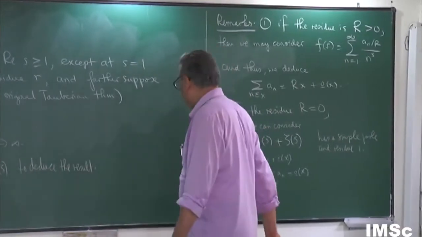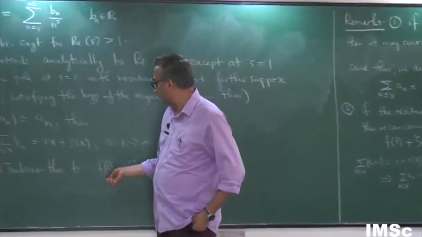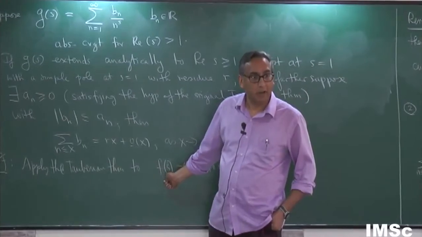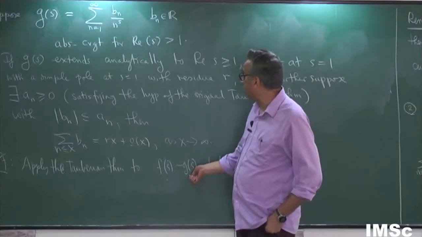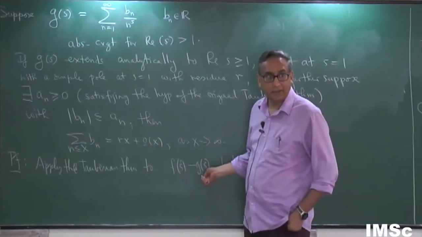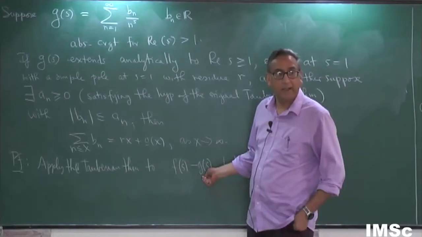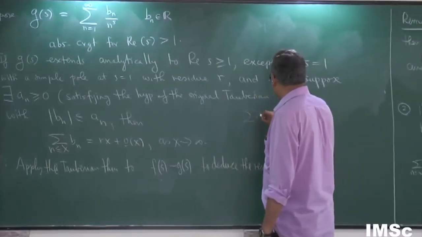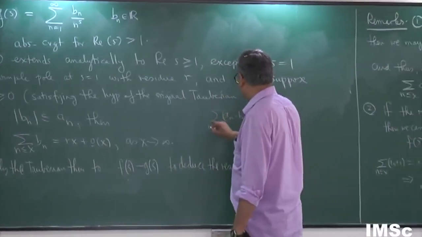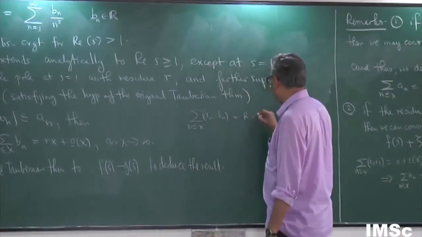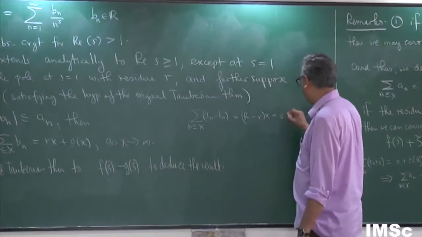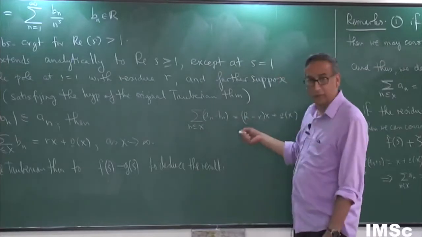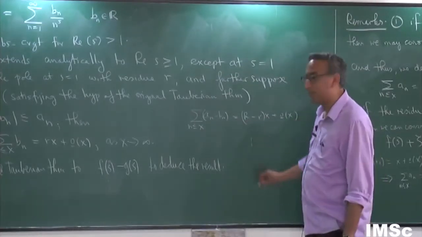The residue will be capital R. So f of s satisfies the original Tauberian conditions. It has a residue capital R. G of s has a residue little r. Therefore, this difference has residue capital R minus little r, right? Apply the theorem, and you get the summation of a_n minus b_n, n less than x, equals R minus little r times x plus little o of x. Correct? And now you know the summation of a_n is R, so you subtract, and you get the result. Okay.